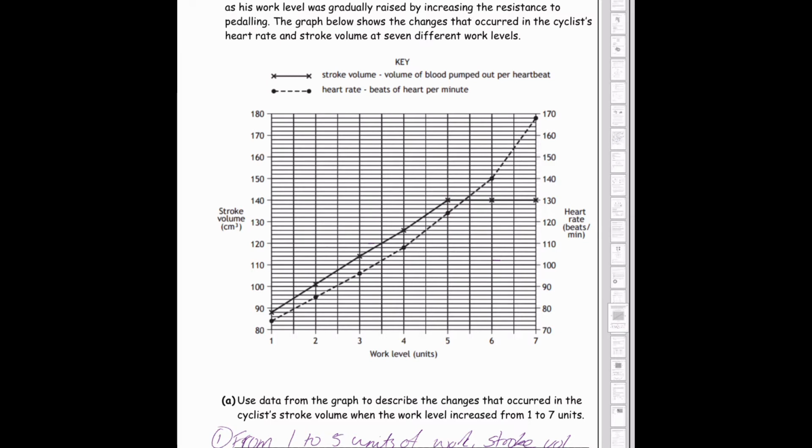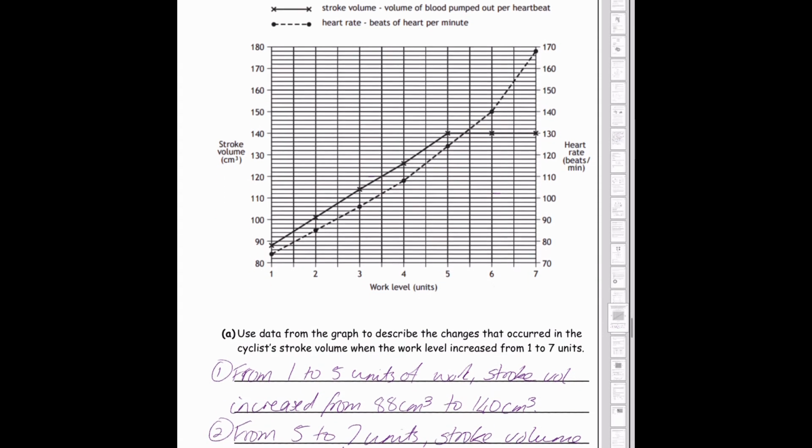And we've got to be careful because we have got one of these graphs with the two different y-axis labels and scales. The first question is asking us to use data from the graph to describe the changes that occur in the cyclist's stroke volume when the work level increased from 1 to 7 units.